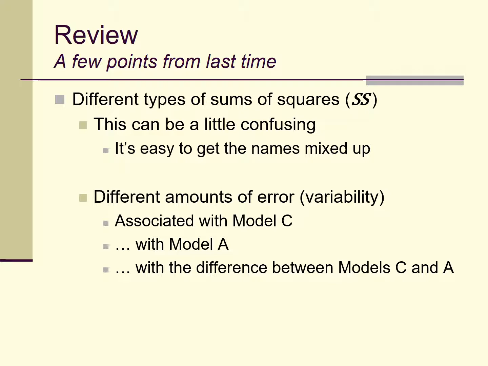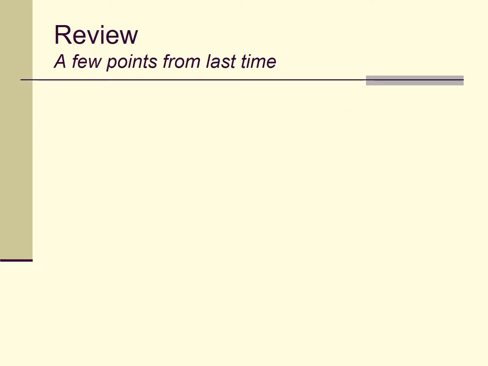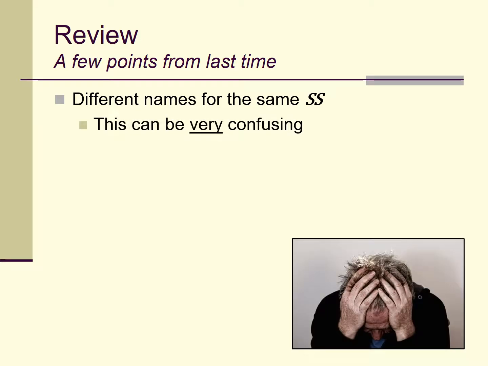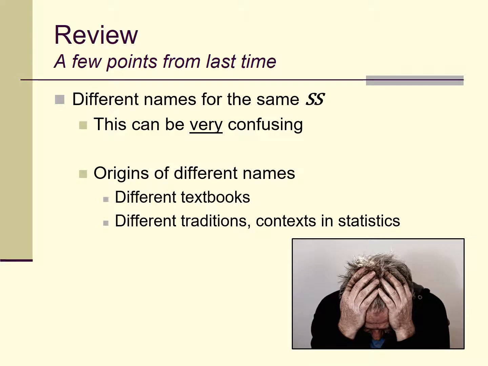What can also be confusing, and sometimes very confusing, is when different names are given to the same sum of squares calculation. These different names have their origins in different textbooks or in different research traditions or in different contexts of statistics. But it can be confusing when essentially the same calculation is notated differently in different textbooks or in different lectures or in different classes you might take.